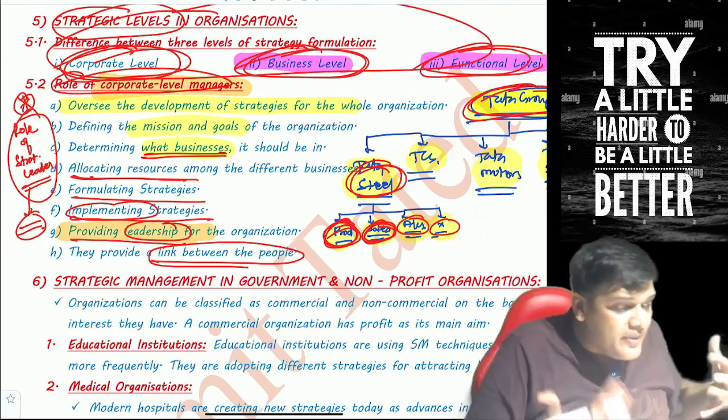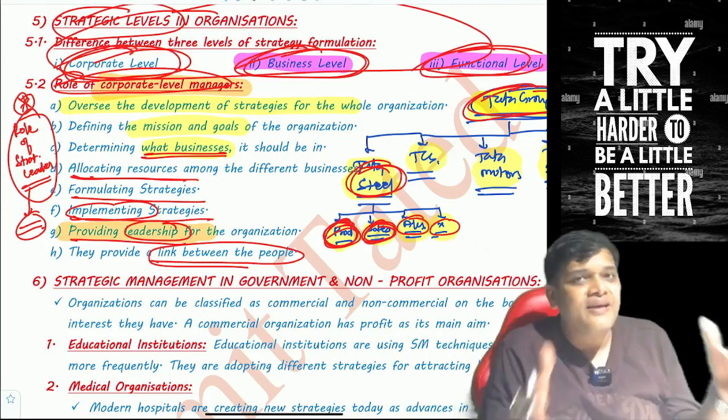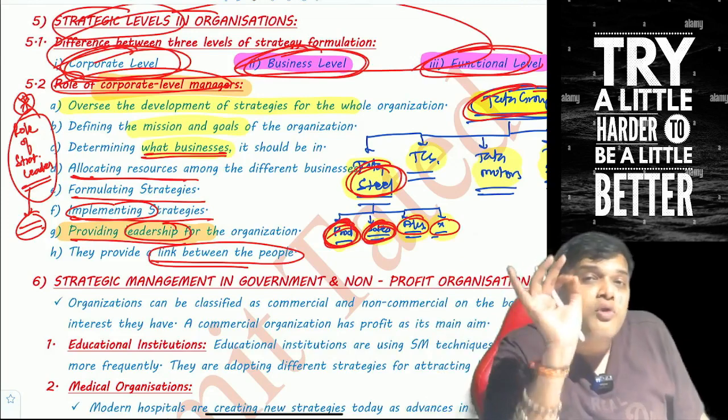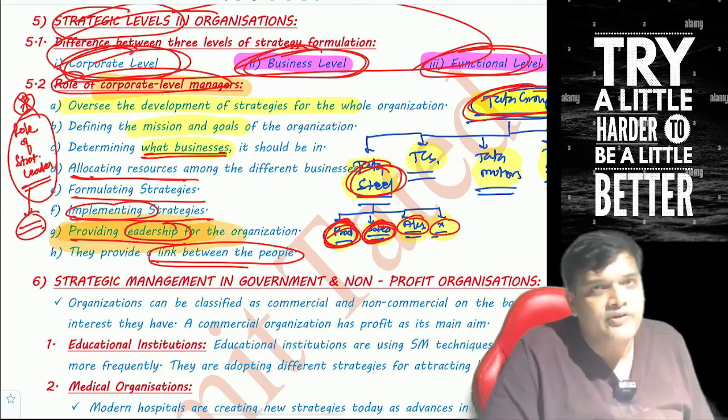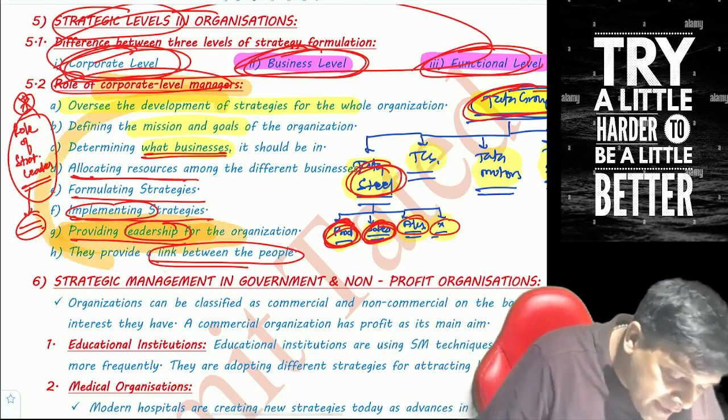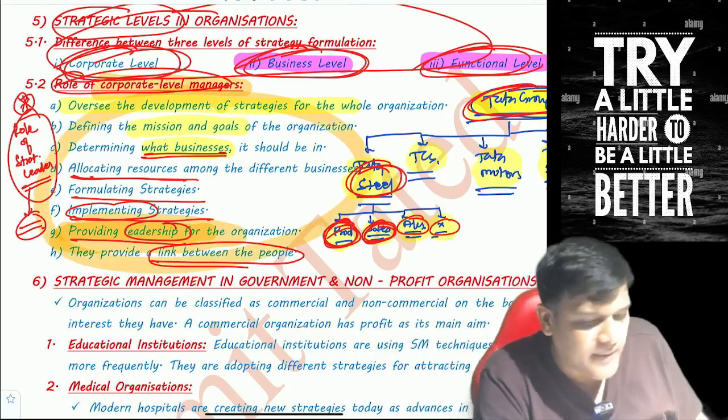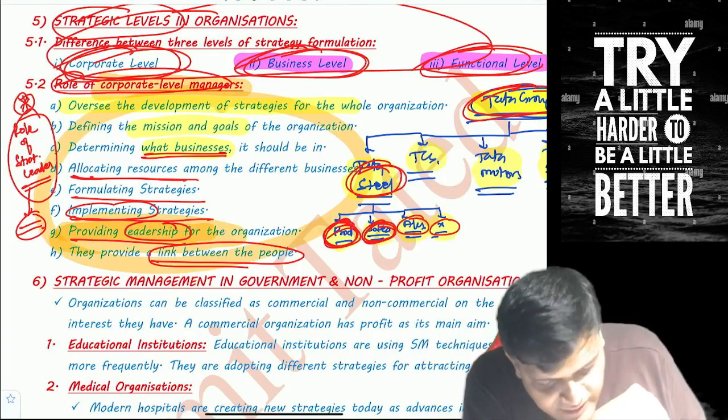So in the examination, you need to identify whether they are asking the whole question or only the role of leader. If they are asking only about leadership, the chapter 7 answer will apply. If they are asking the complete role, this particular answer needs to be written. Bharat Mata ki jai. Everybody clear? Okay, that's it. This is your scenario.